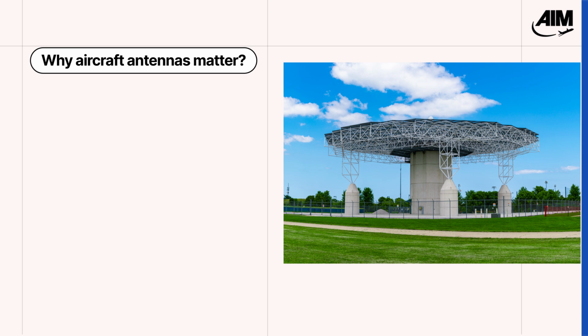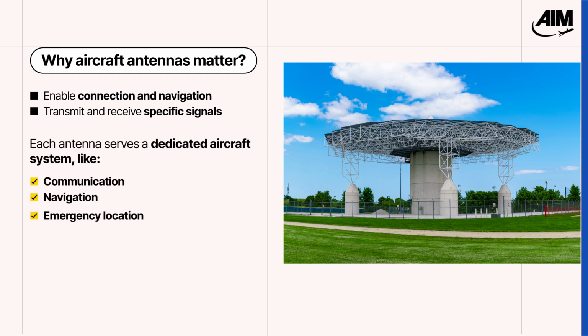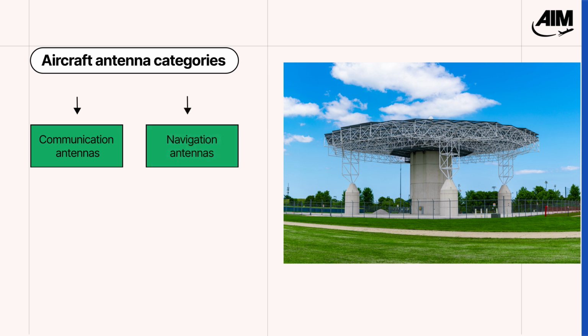Aircraft rely on multiple antennas to stay connected and navigate precisely. These antennas transmit and receive specific signals, each one serving a different system, like communications, navigation, or emergency location. Let's start with two main categories: communication and navigation antennas.